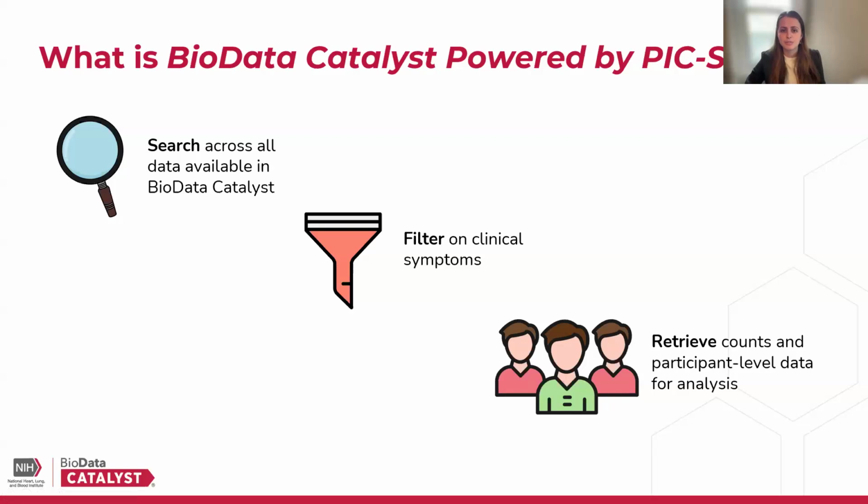Once I find the symptoms, clinical outcomes, or terms of interest, I can apply filters on these variables. So as an example, I can filter to participants that had head pain or participants over 30 years of age. After applying these filters, I can get counts of participants that meet my filters or my query criteria. And if I have access, I can get the participant level data to do my research.